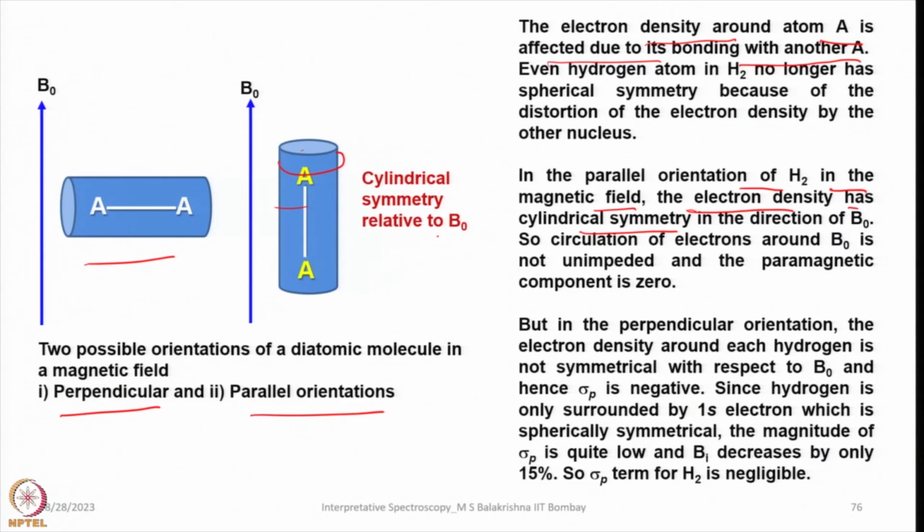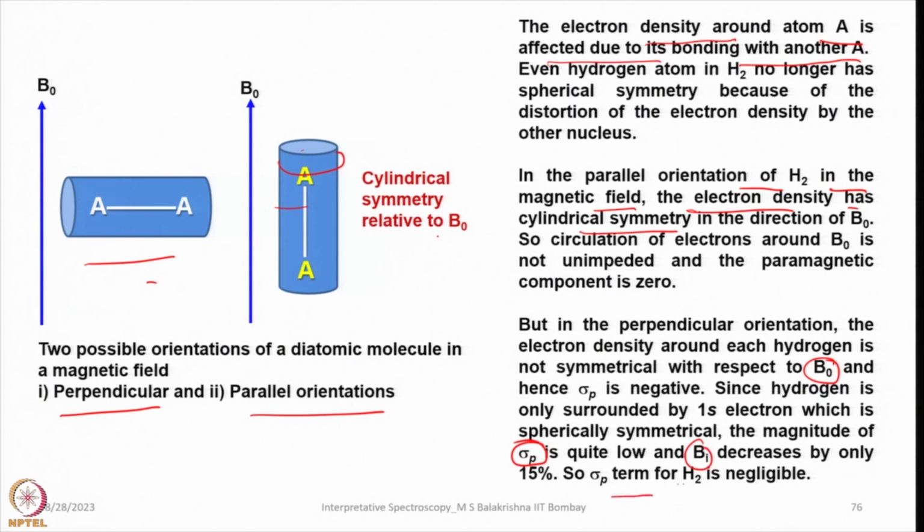But in the perpendicular orientation, the electron density around each hydrogen is not symmetrical with respect to B naught. However, sigma p is negative. Since hydrogen is only surrounded by 1s electrons and s orbitals are spherically symmetrical, the electron density is still spherically symmetrical. As a result, the magnitude of the sigma p component that generates because of hindered electron circulation is negligible, and Bi is only 15%.